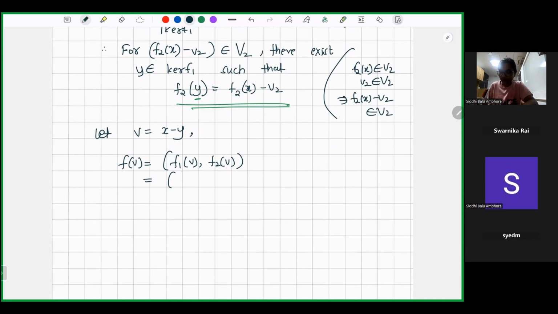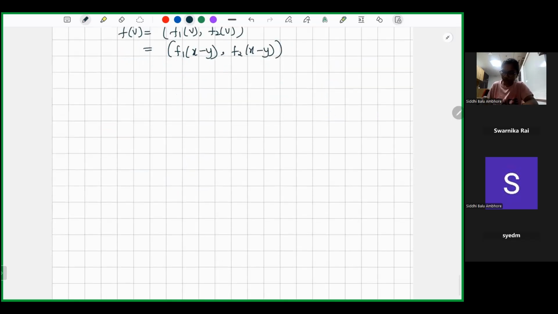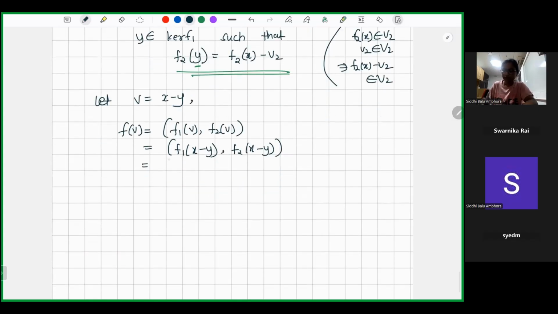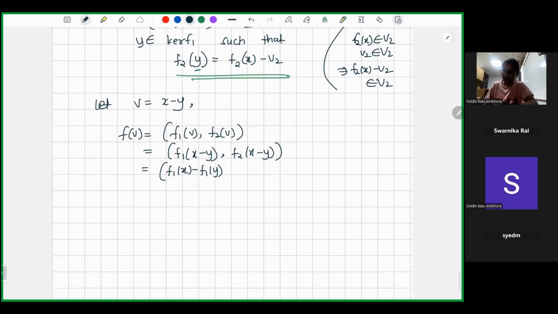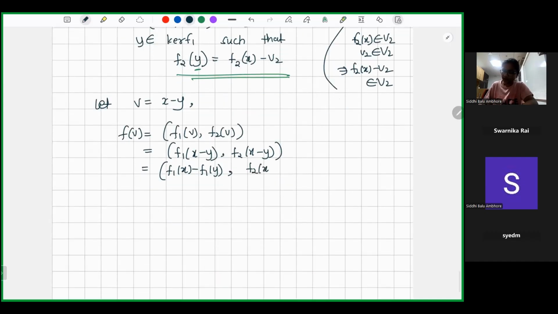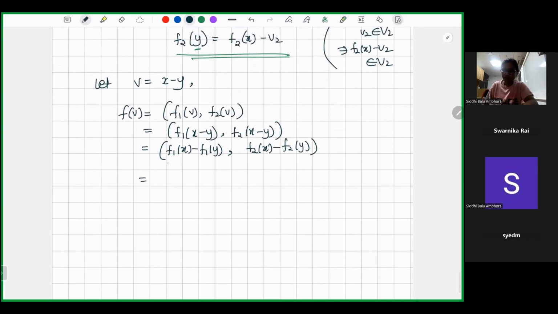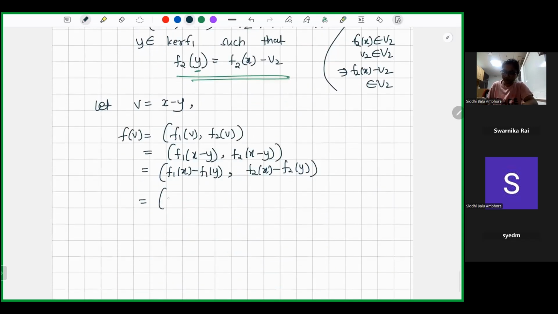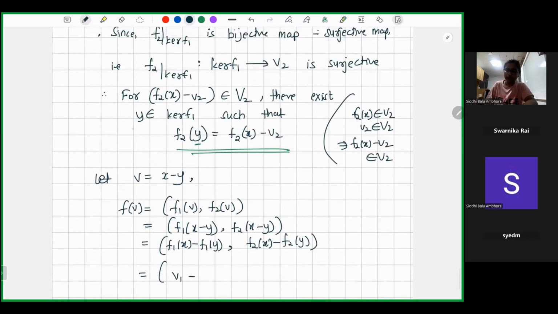f1 of v is what? f1 of x minus y comma f2 of x minus y, right? So this is f1 of x minus f1 of y comma f2 of x minus f2 of y. And now f1 of x is what? f1 of x is my v1 minus, note that this y is in kernel f.